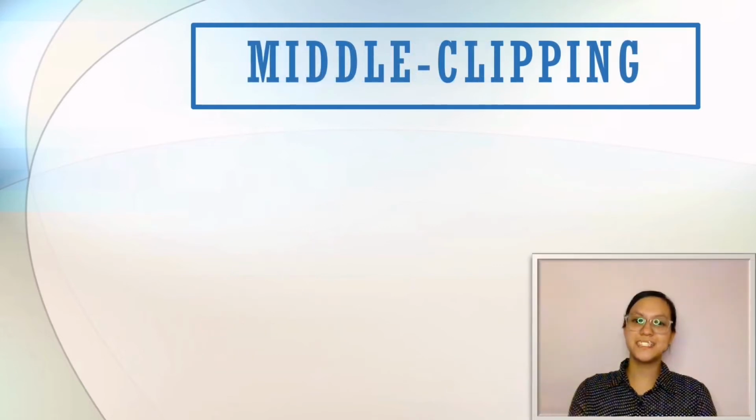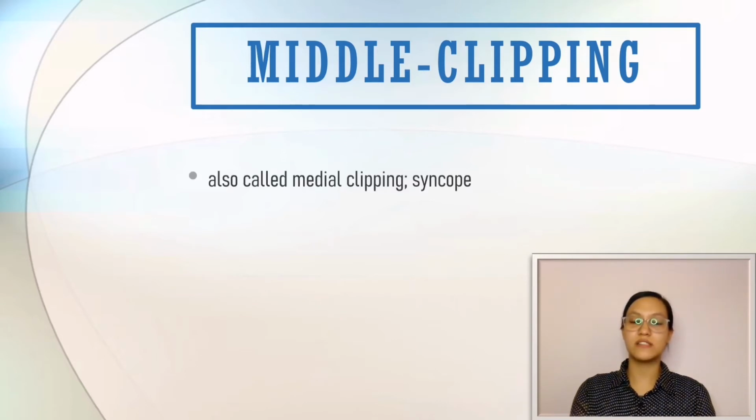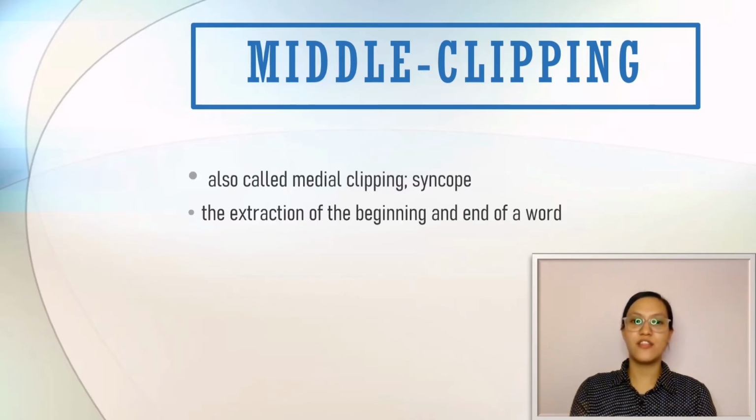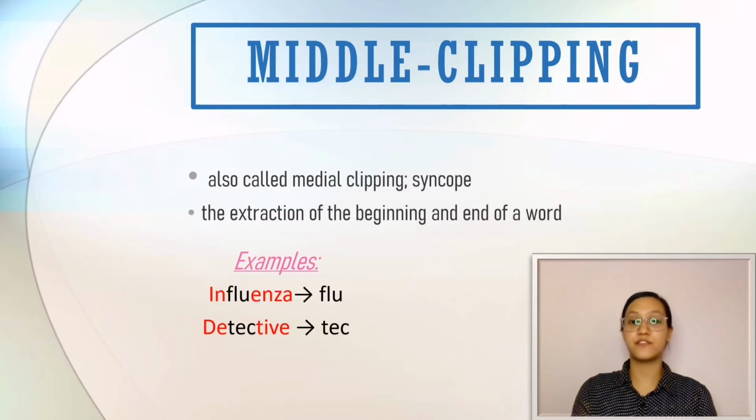Now let's proceed to middle clipping. Middle clipping is also called medial clipping or syncope. This process involves the extraction of the beginning and end of a word. The following are examples of middle clipping: influenza, flu; detective, tec; pajamas, jams. The middle part is the only part that is left.